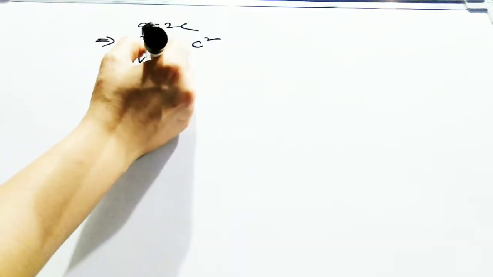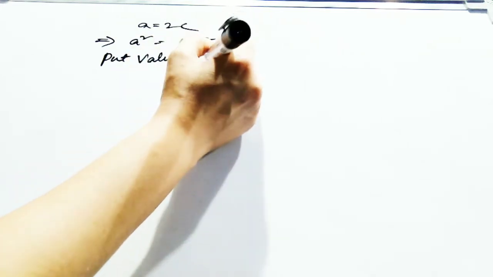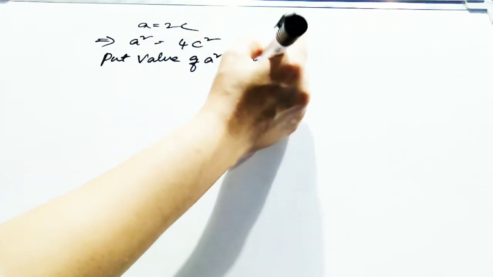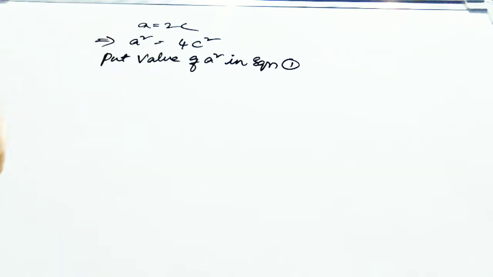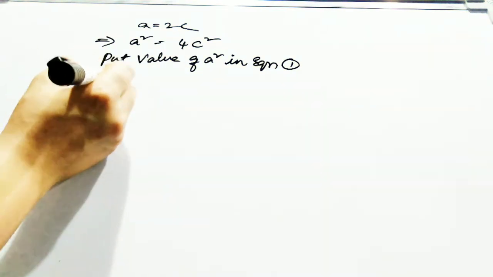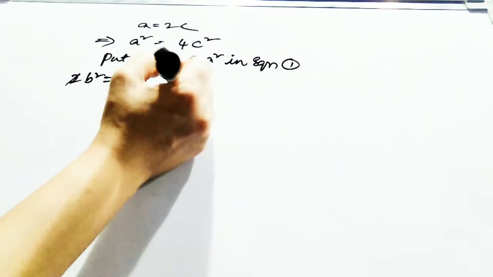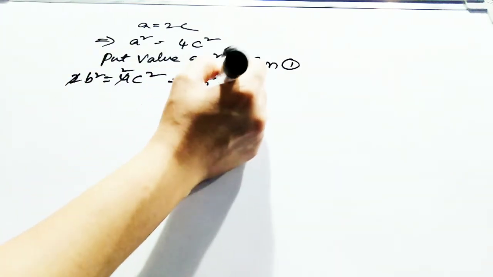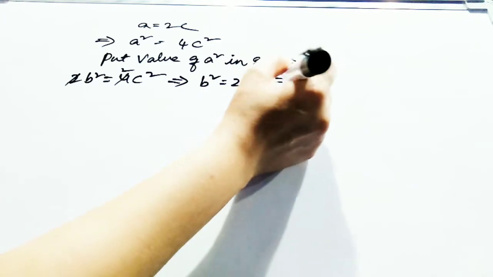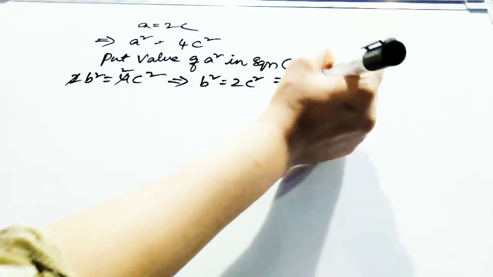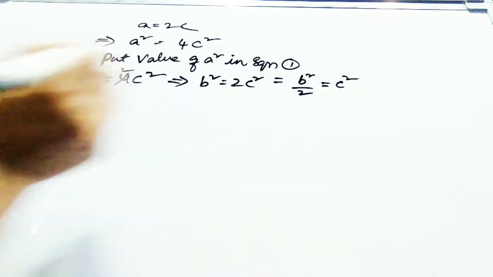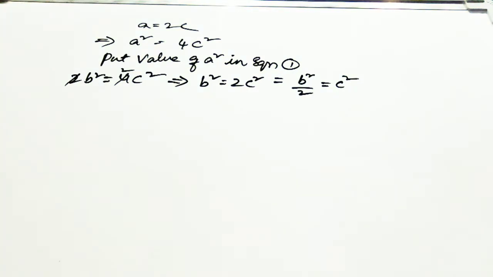Put the value of a square in equation 1. What is your equation 1? 2 b square equals 4 c square. 2 2s are 4, so b square equals 2 c square. So b square by 2 equals c square. You will get that value.